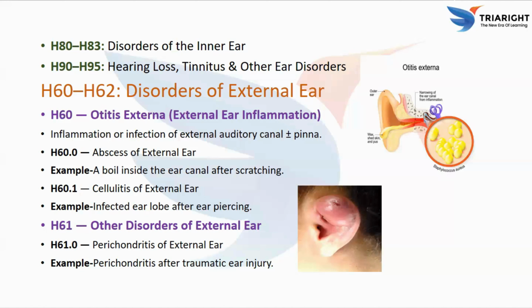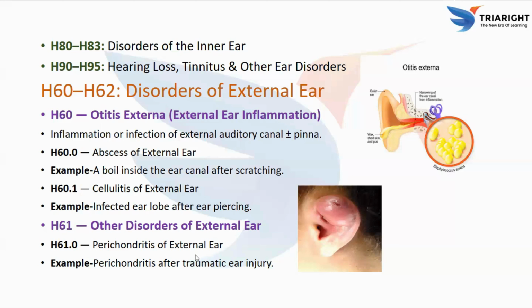There is also the other subcode called H60.1, which describes cellulitis of the external ear. Cellulitis is a diffuse skin infection which spreads through the deeper layers of the skin. What is the example? An infected earlobe after ear piercing. Next is the H61 code. This category includes the non-otitis conditions affecting the external ear. What is the subcode? H61.0, which is perichondritis of the external ear.